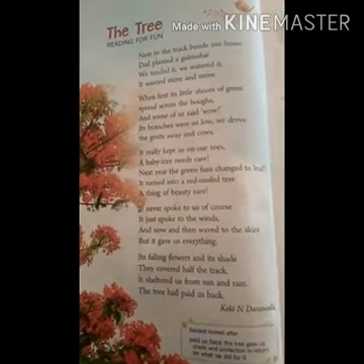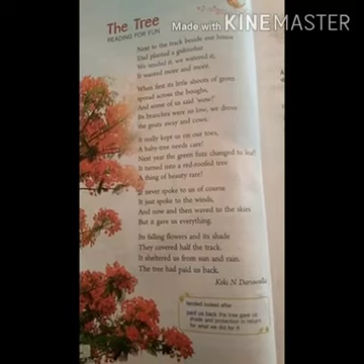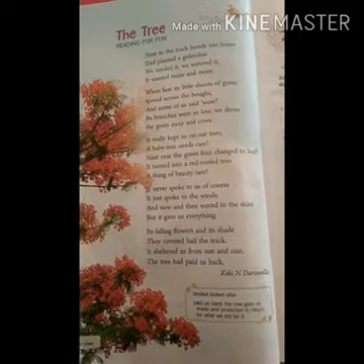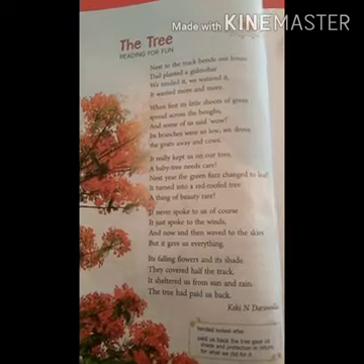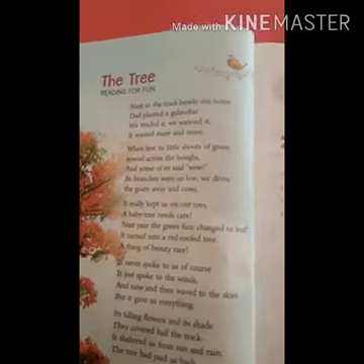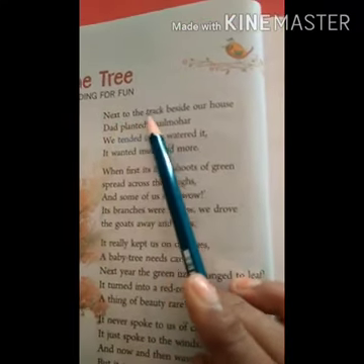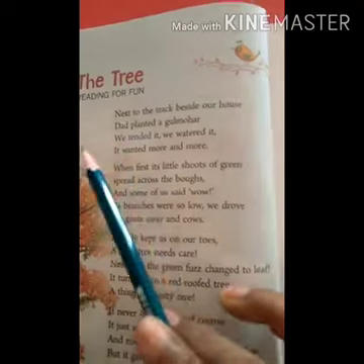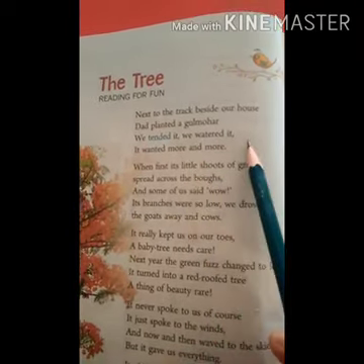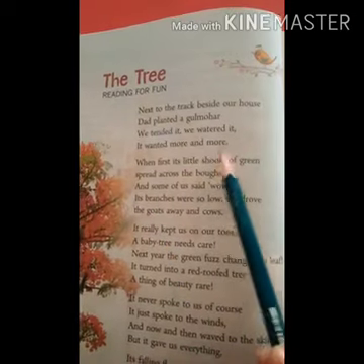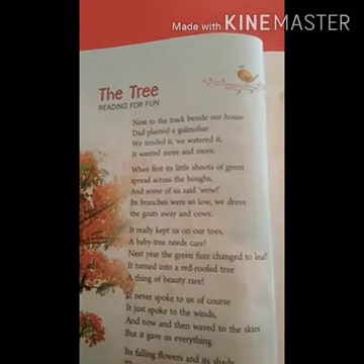Now we are going to read a poem about this tree, and it is written by Keki N. Daruwala. He is the writer of this poem. What we are going to do is learn about this poem. Now look: Next to the track beside our house, Dad planted a gulmohar. We tended it, we watered it, it wanted more and more. What happened? Next to the track beside our house.